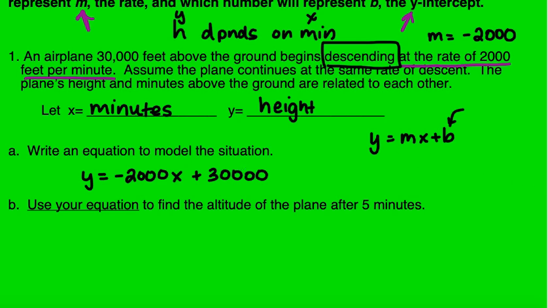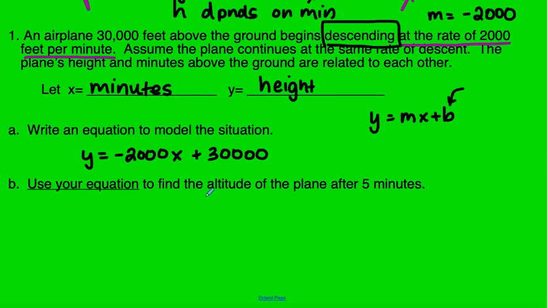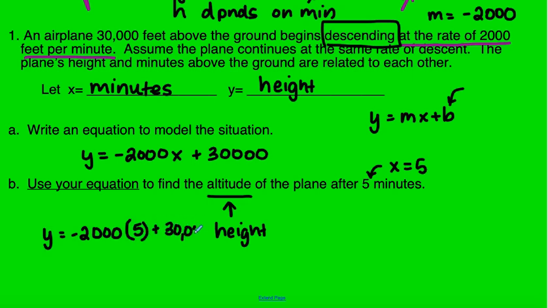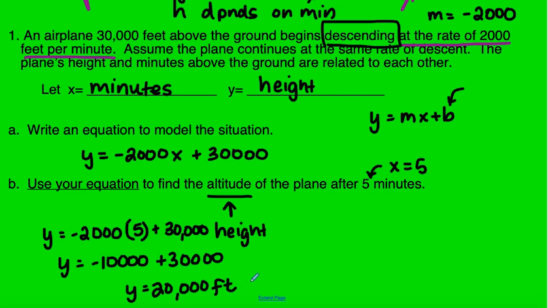Okay? All right, so then the question would ask you, use your equation to find the altitude. Altitude is just a geometric word for a height of the plane after 5 minutes. So that means we're going to let x be 5. All right, so y equals negative 2,000 times 5 plus 30,000. Okay, so that's going to give me y equals negative 10,000 plus 30,000. So y equals 20,000 feet. So after about 5 minutes, the plane is going to be at 20,000 feet.